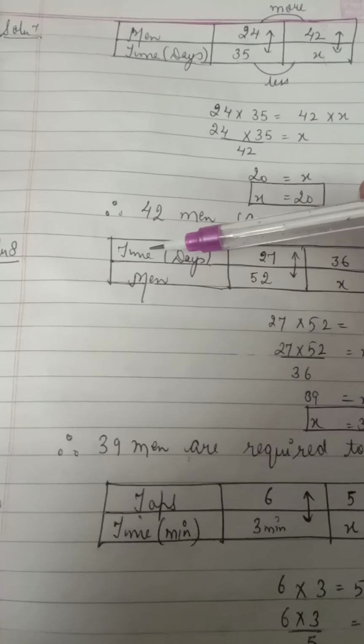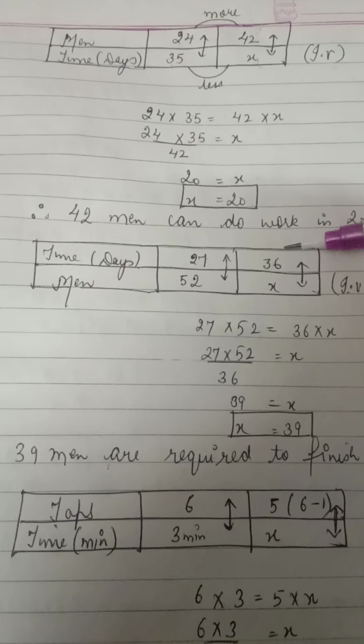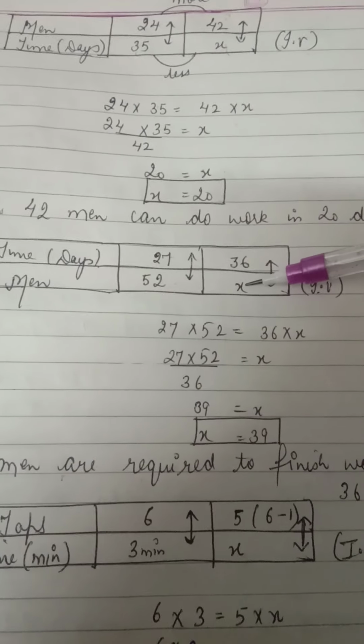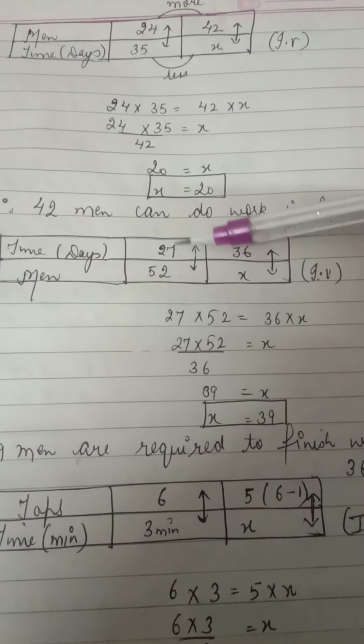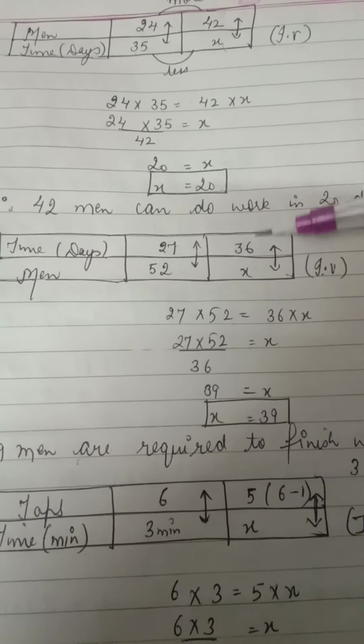Solution number 8. Time which is given in days 27 and 36, men that is 52, and this is unknown, take it as x. Now time is more. You finished the work in 27 days, now you're finishing the work in 36 days. So if you're taking more time, obviously you need fewer people. It's an inverse variation question, straight multiplication, 27 into 52 equals 36 into x. Keep x here and shift 36 to the other side. On cutting, the value of x is 39. Therefore, 39 men are required to finish the work in 36 days.